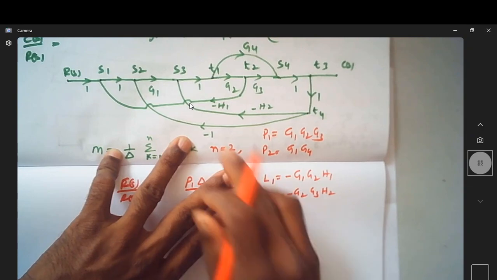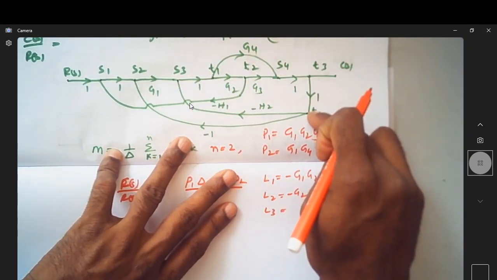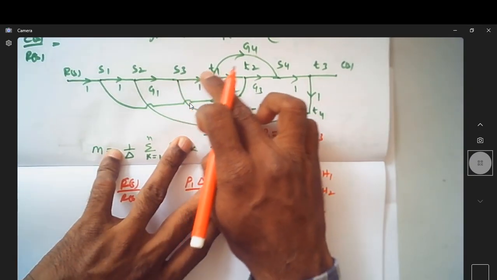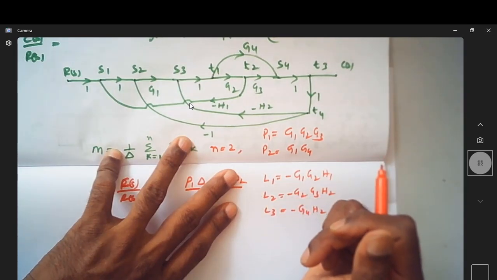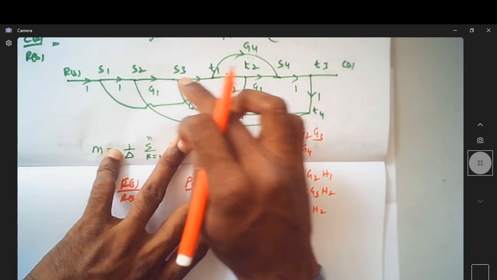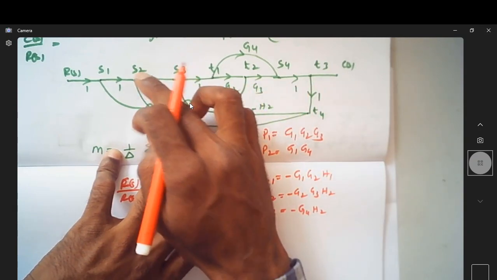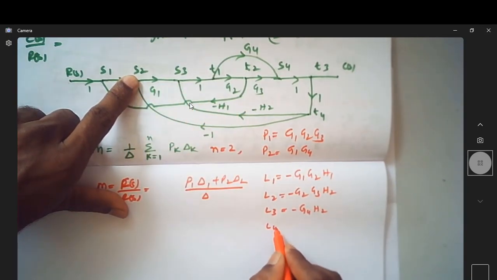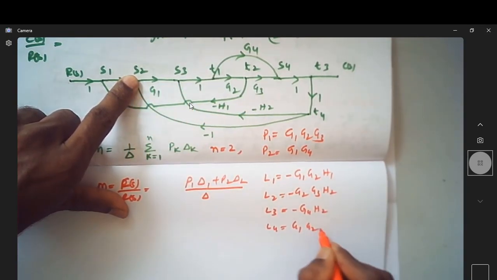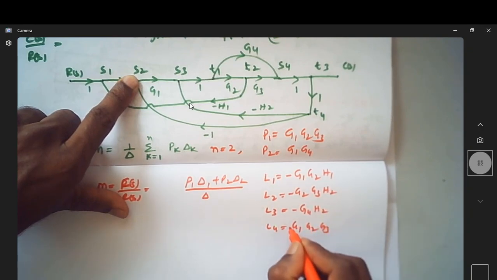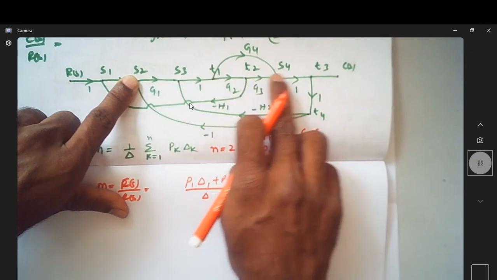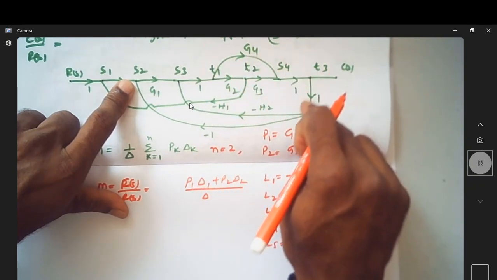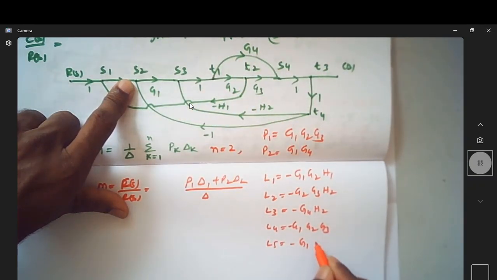So again L3, can we take this? It is G4 minus H2, so it is minus G4 H2. And then what else do we have? Do we have this loop? See here, if I start from here, can I come back to this using this? L4 is G1, G2, G3 minus 1. So it is G1, G2, G3 minus 1. So what is L5? Can you see it is G1, G4 minus 1. It is minus G1, G4.